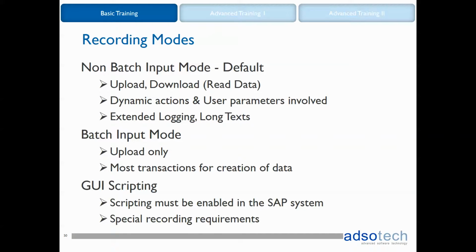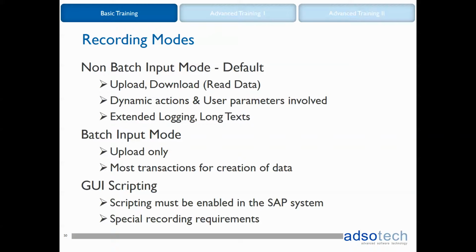Our basic options in the recording modes are non-batch input mode, batch input mode, and GUI scripting. Non-batch input mode is the default one that Winshuttle usually suggests, so that's pre-selected for you when you get into this selection window. Non-batch input mode is the so-called default recording mode because of the functionalities that we have in it. So we can do the normal upload to get data from Excel to SAP. We can also download data, so read data from SAP to Excel. We can do extended logs. We can handle long text fields and all different things.